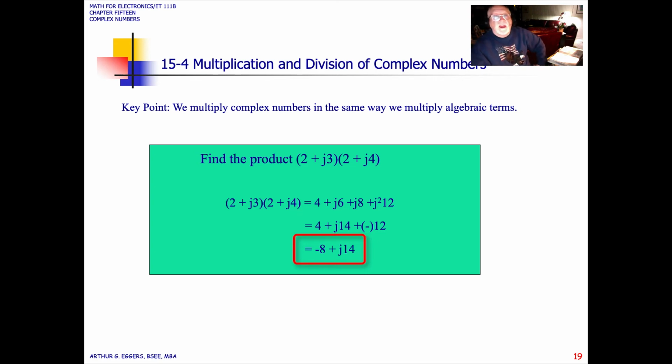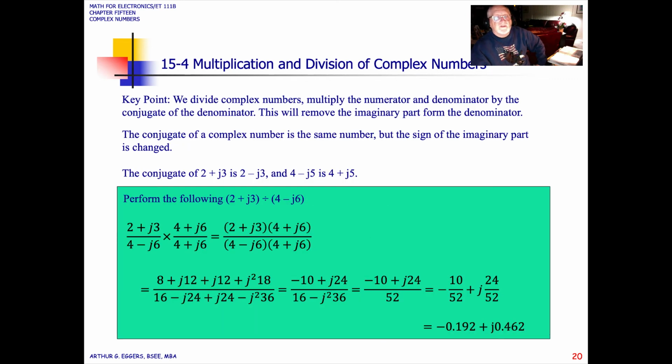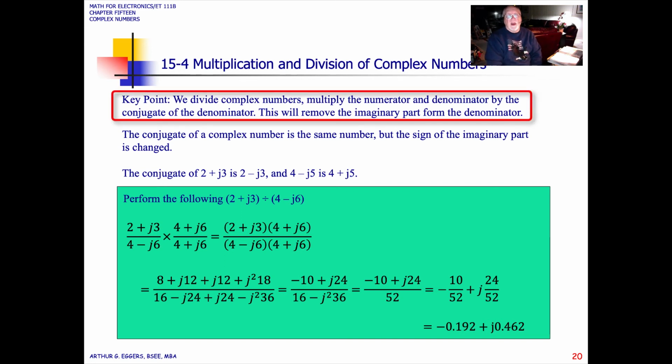So the handling of a multiplication is fairly easy. Now, division is a different story. Division is different because we have to do something called the complex conjugate. We have to take a conjugate of the denominator and do something like we did when we went through our common denominators. So for division, we divide complex numbers.